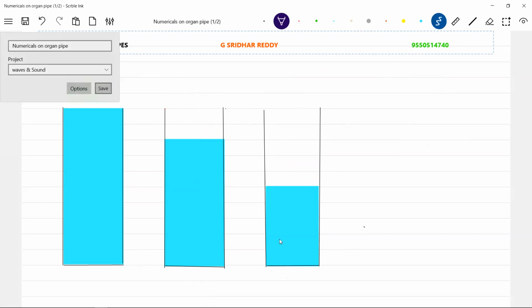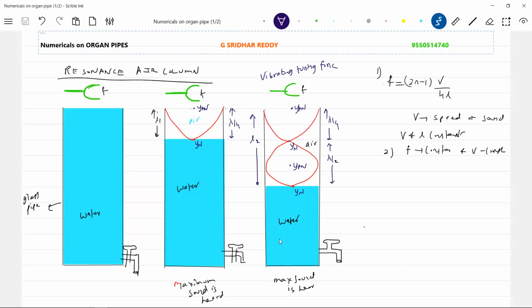It's a vibrating tuning fork. Getting this one, I'll decrease the level of water. Once the length of the air column becomes equal to L1, I'm going to hear a maximum sound. In between, I'll hear a sound, but not the maximum sound. Then when the level of water becomes exactly L2, again I'm going to hear a maximum sound.